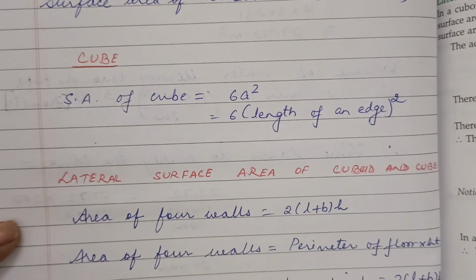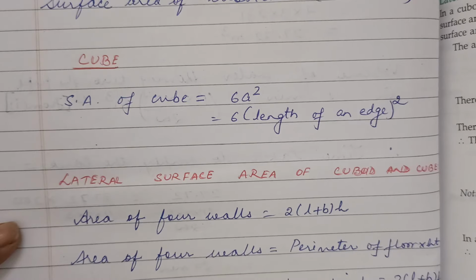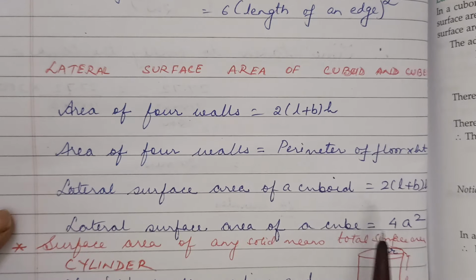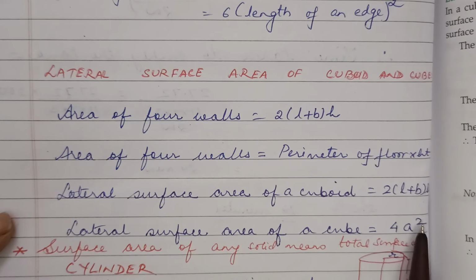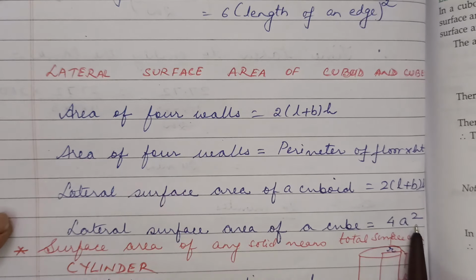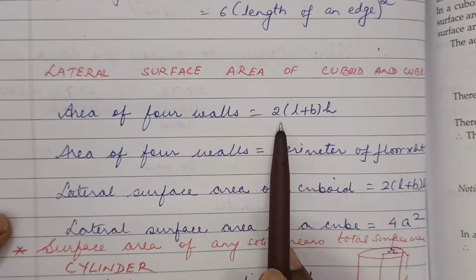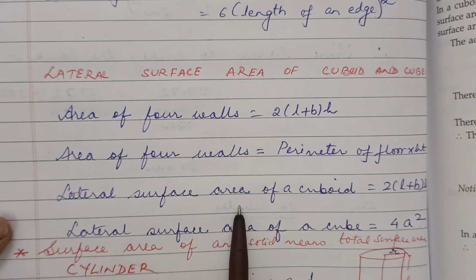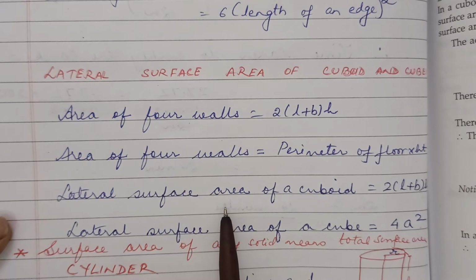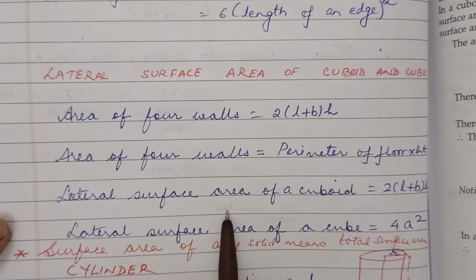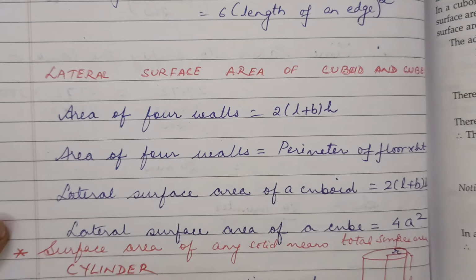Now lateral surface area of a cube is 4 into a square. I have told you lateral surface area means area of four walls. So area of one wall is a square, so area of four walls will be 4a square. This is for a cube and this is for a cuboid. Now whenever in a question you are asked to find the surface area of any solid, it means the total surface area. Clear?